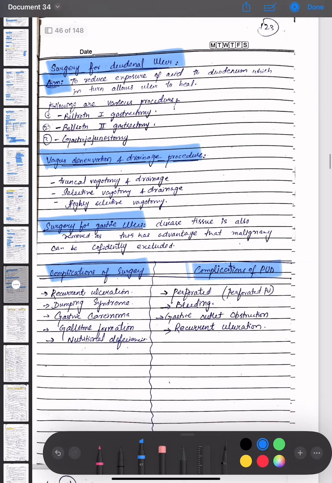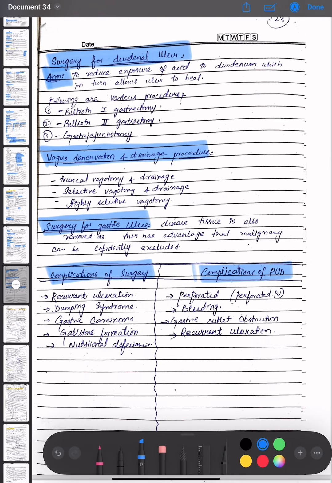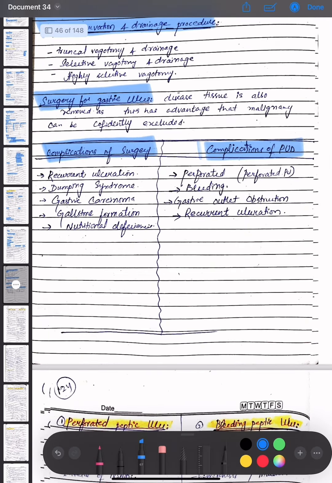The surgery for duodenal ulcer, what is the aim? What is the vagus denervation and drainage procedure? And what is the surgery for gastric ulcer? Then we discussed the complications of surgery and the complications of peptic ulcer disease.